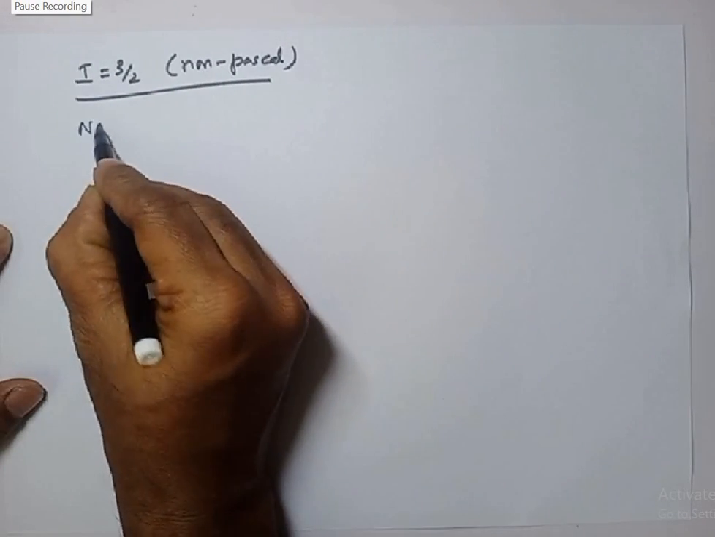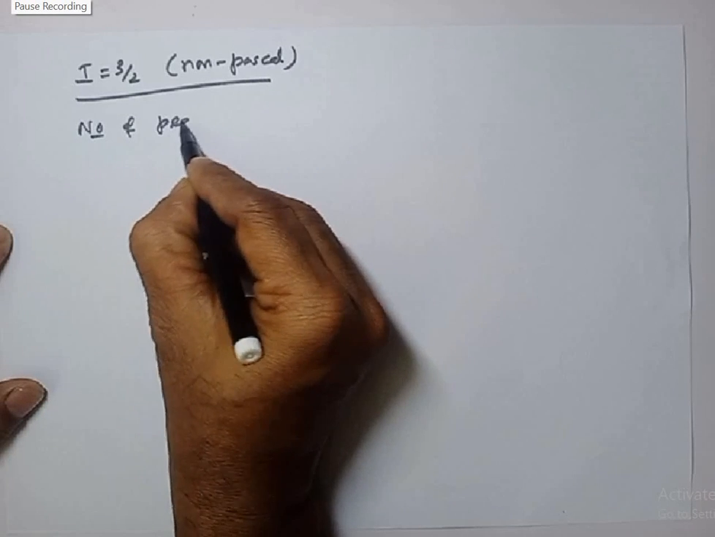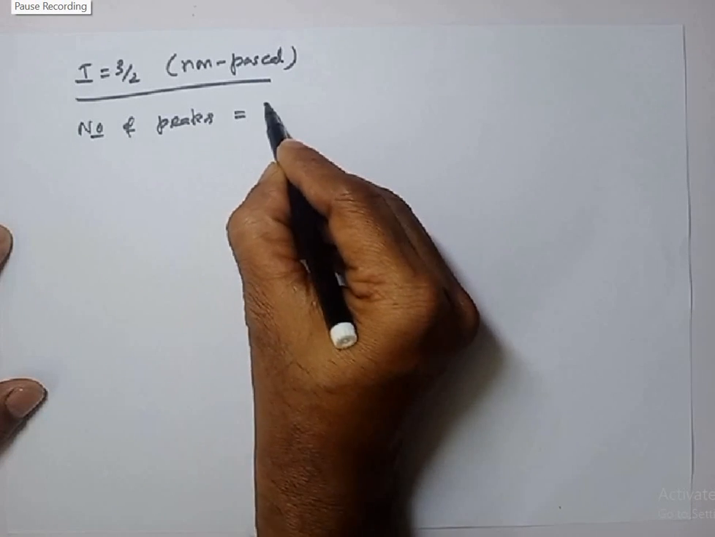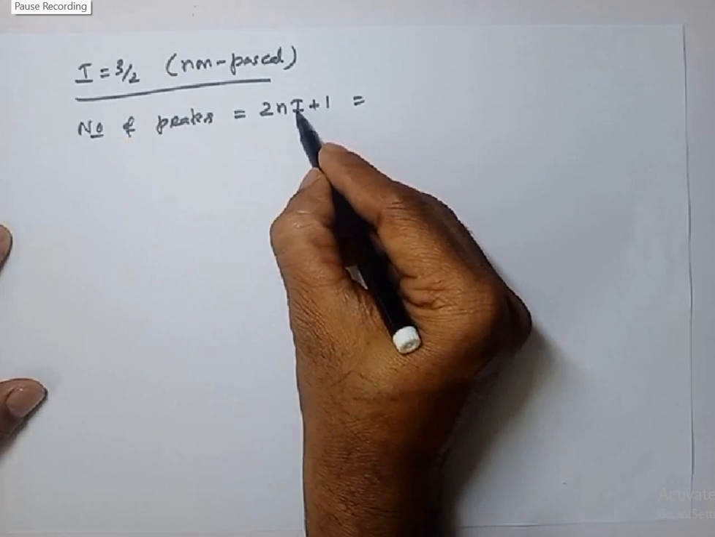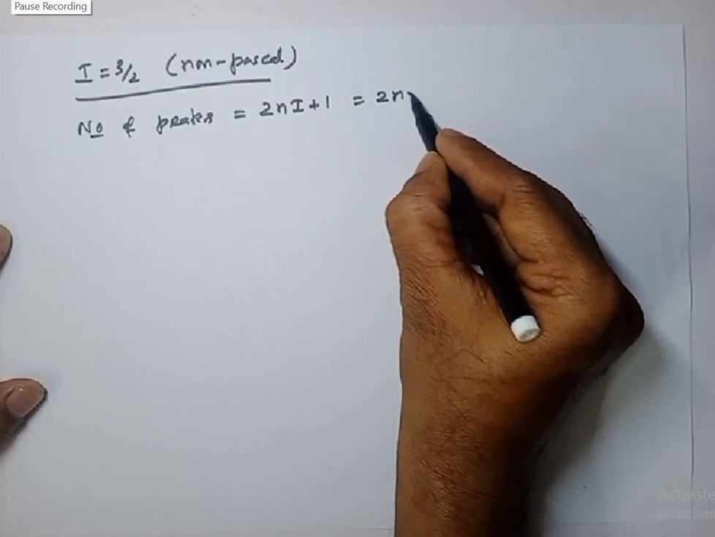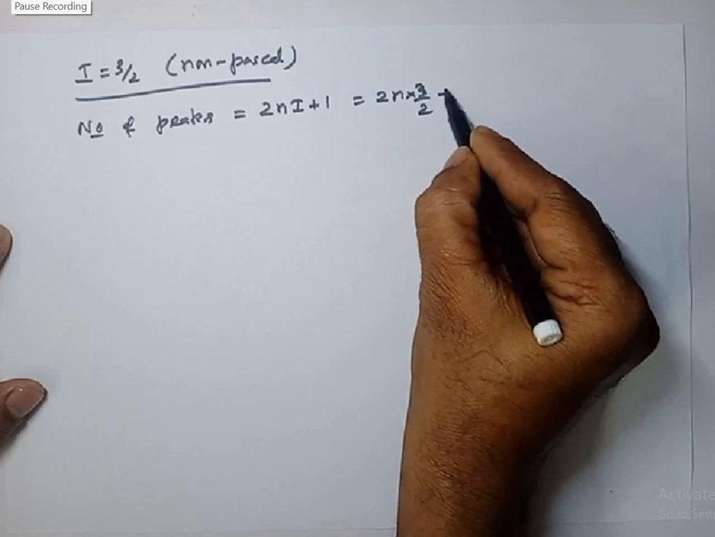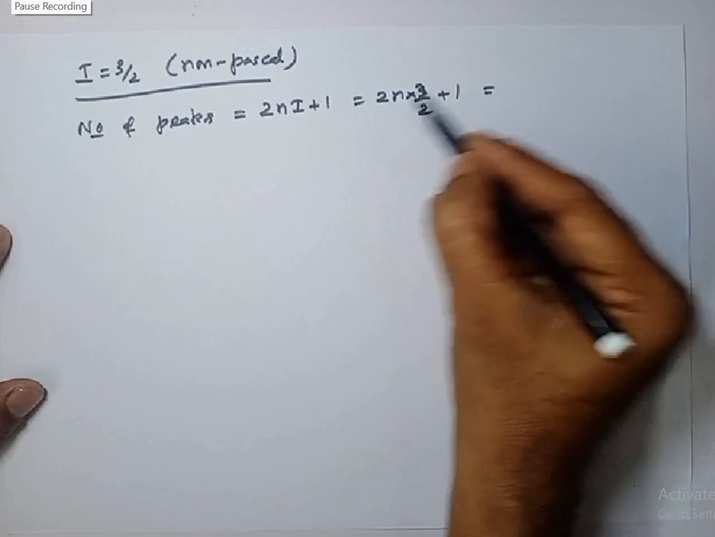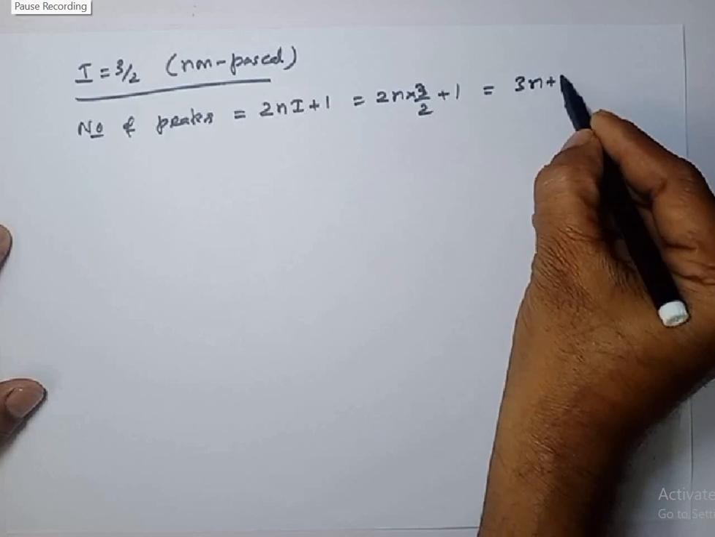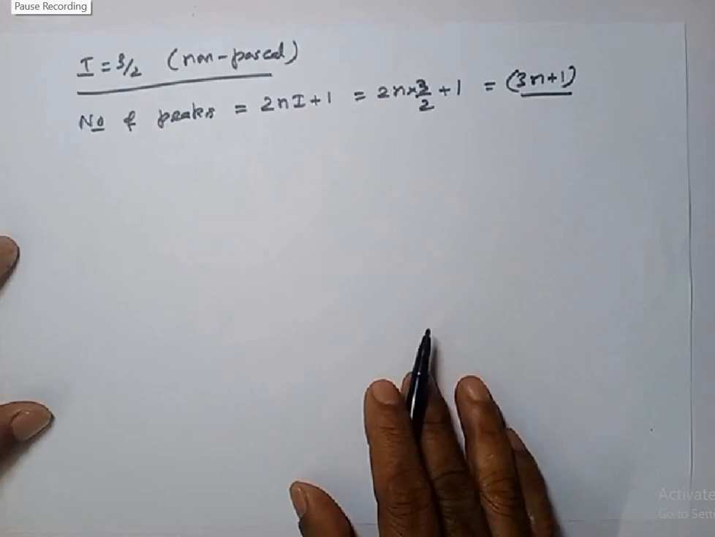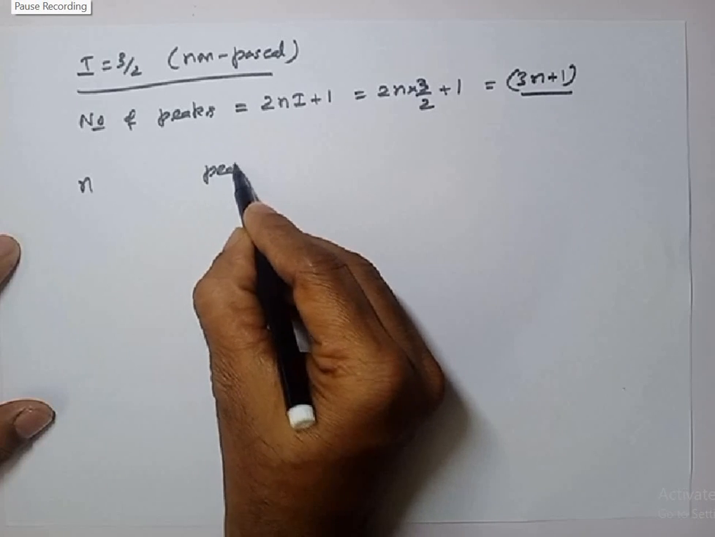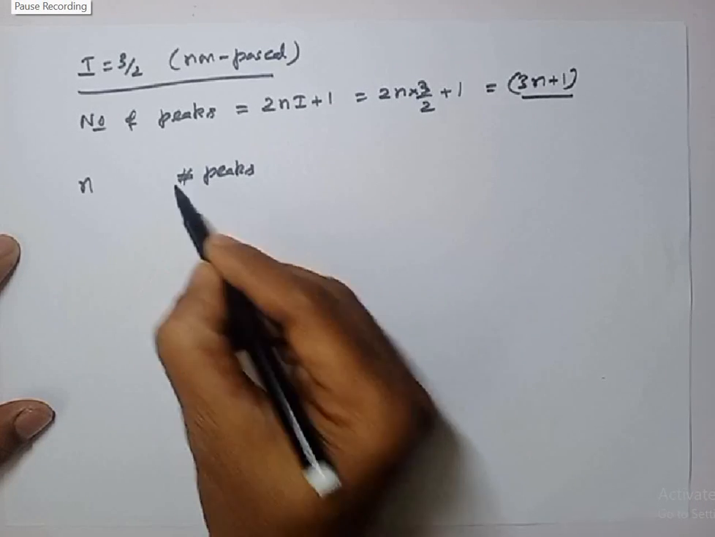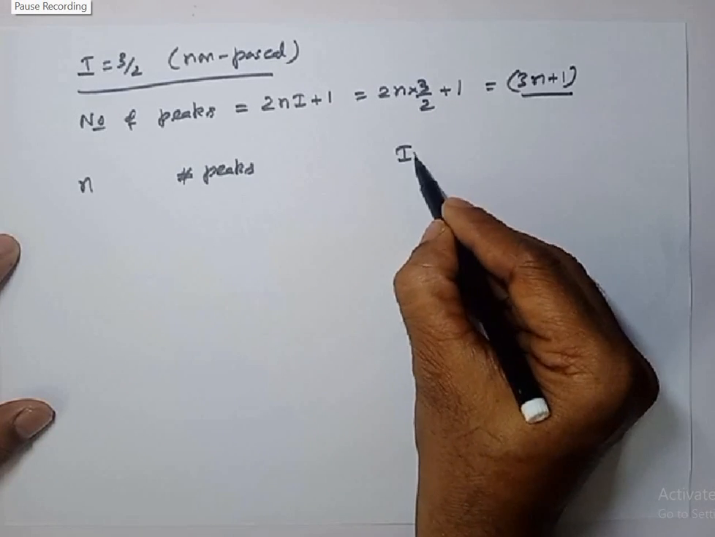The number of peaks or lines, this is the general formula, 2nI plus 1. Put I is equal to 3 by 2 here. So 2 into n into 3 by 2 plus 1. This 2 gets cancelled, I'll get 3n plus 1. This is the formula. Okay, now put the n value, then get the number of peaks, then the intensity ratio.